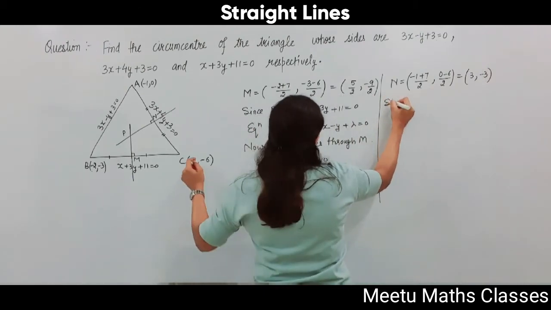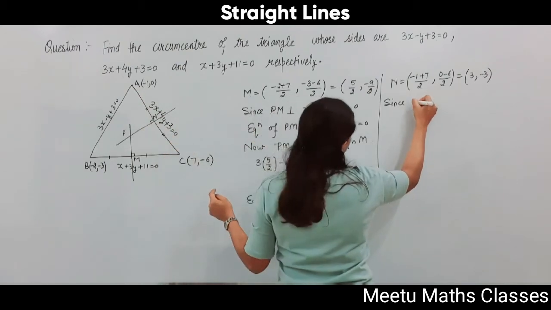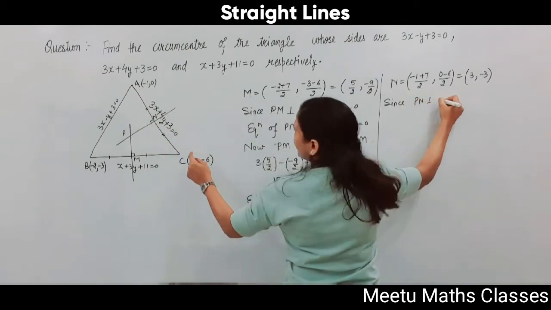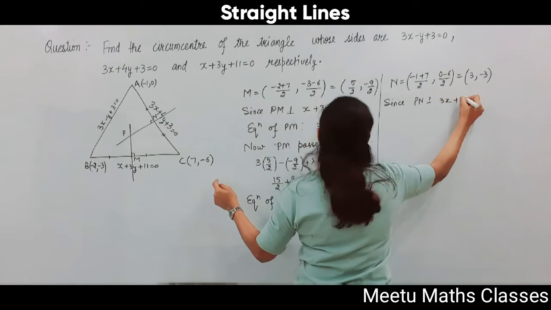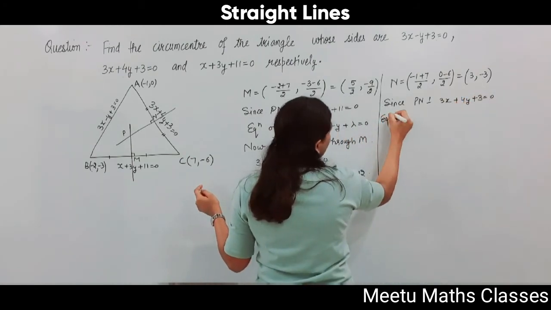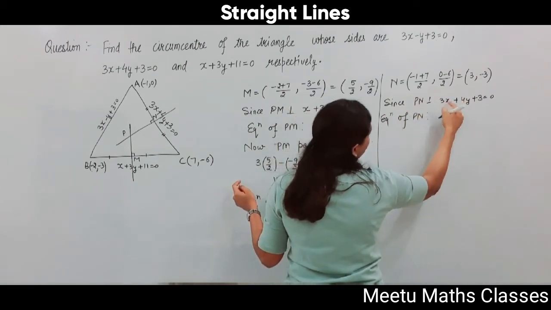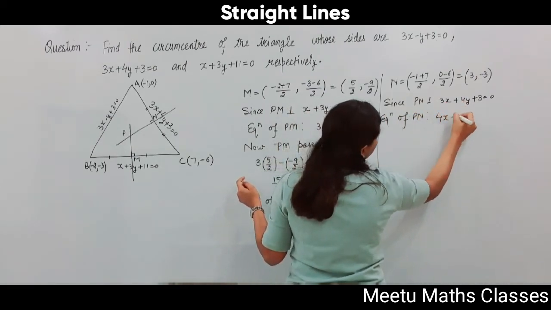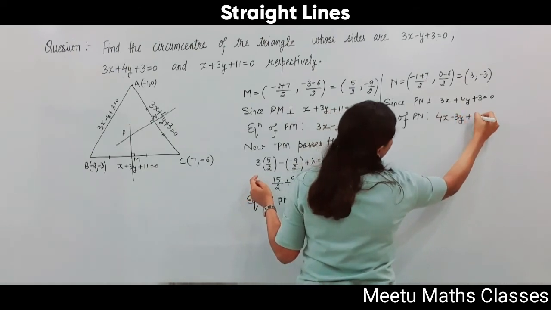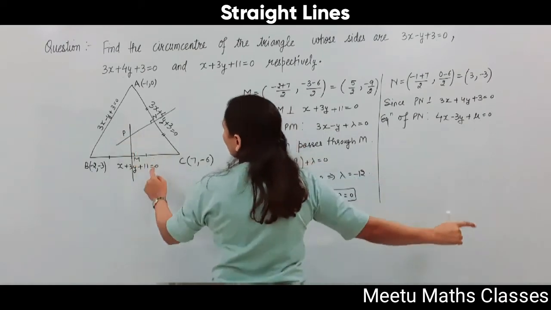Now since PN is perpendicular to the line 3x plus 4y plus 3 is equal to 0, the equation of PN will become 4x minus 3y plus mu is equal to 0. Now PN passes through N.